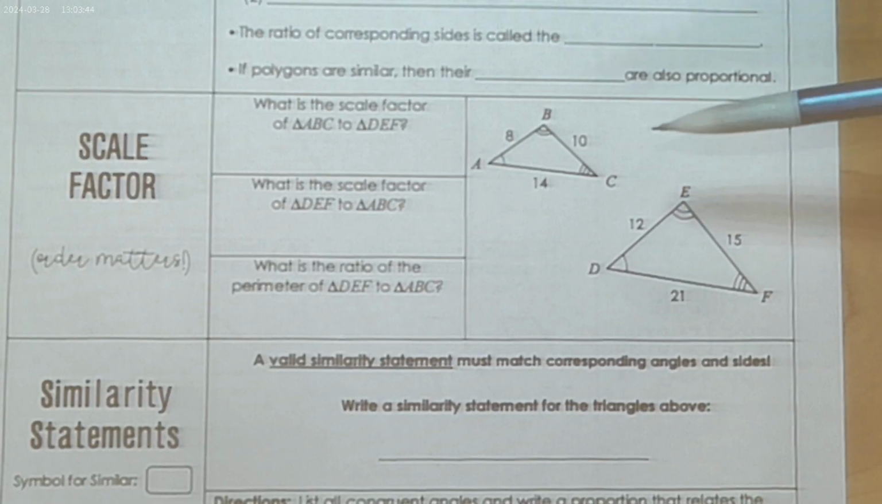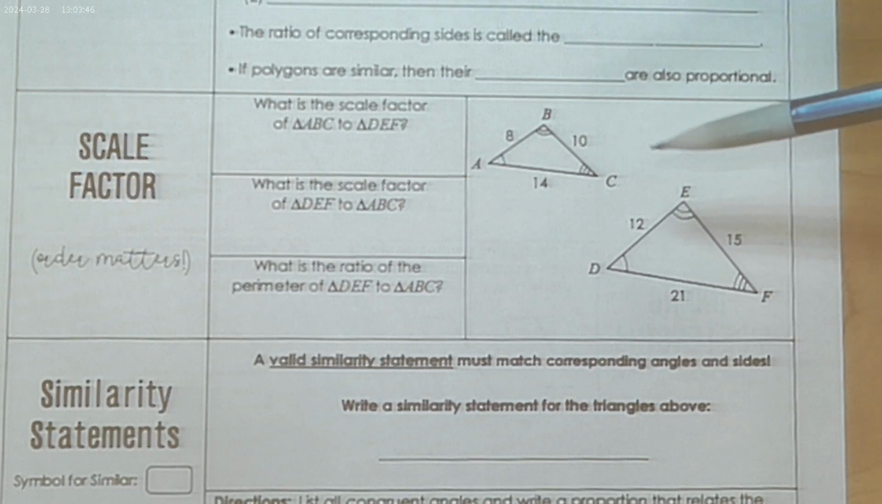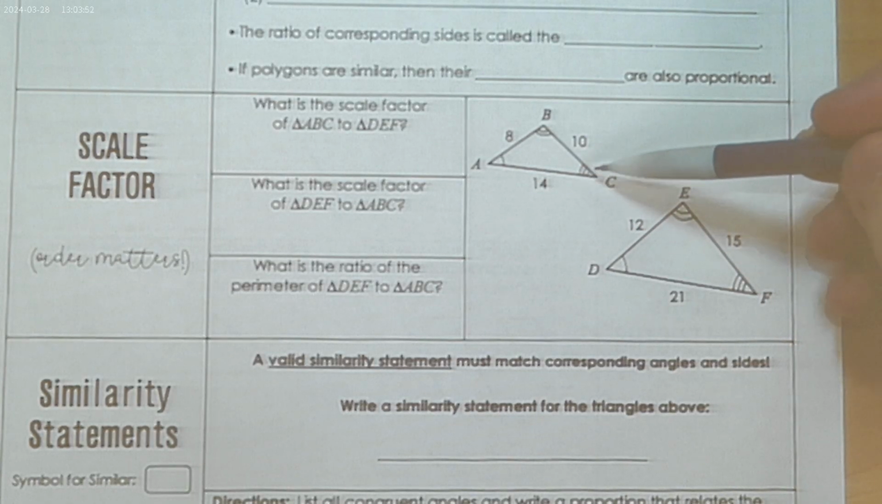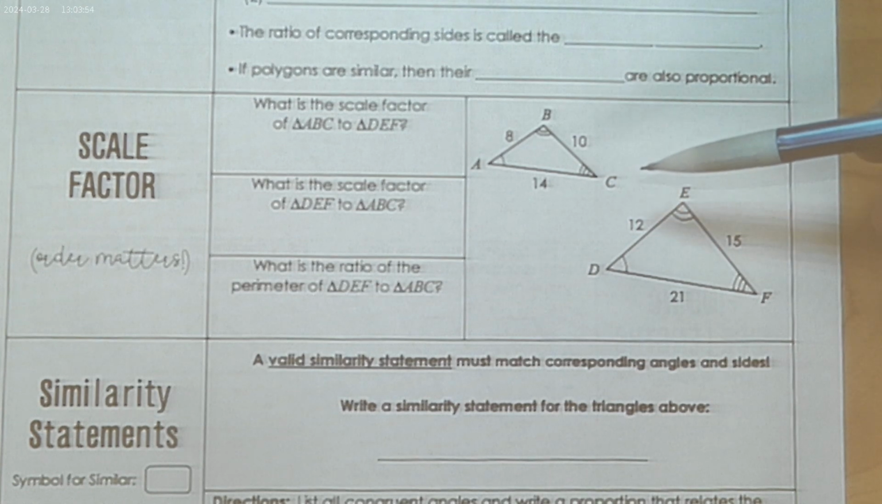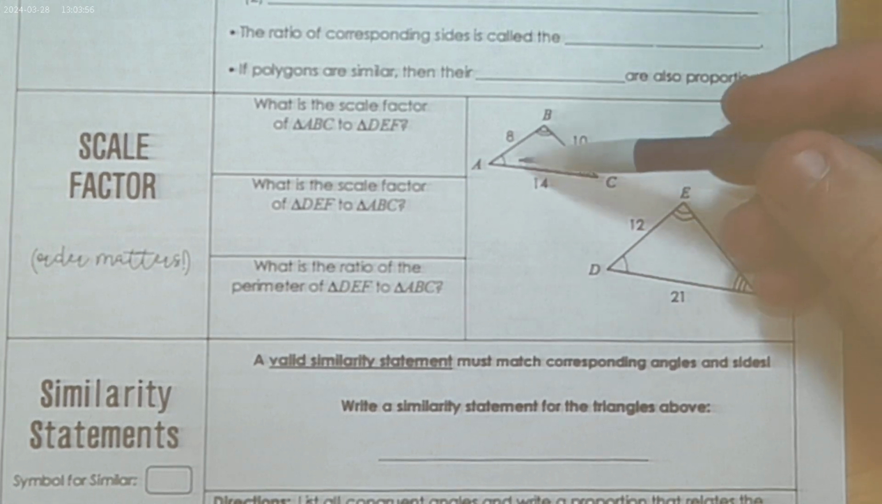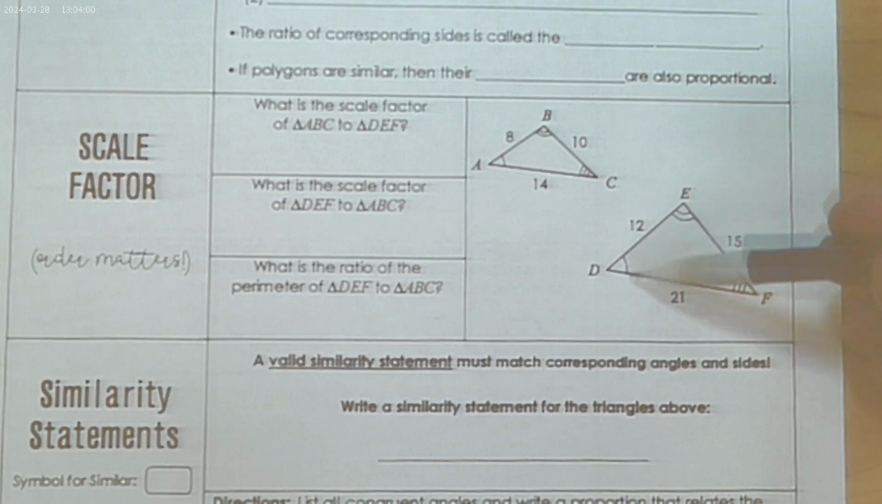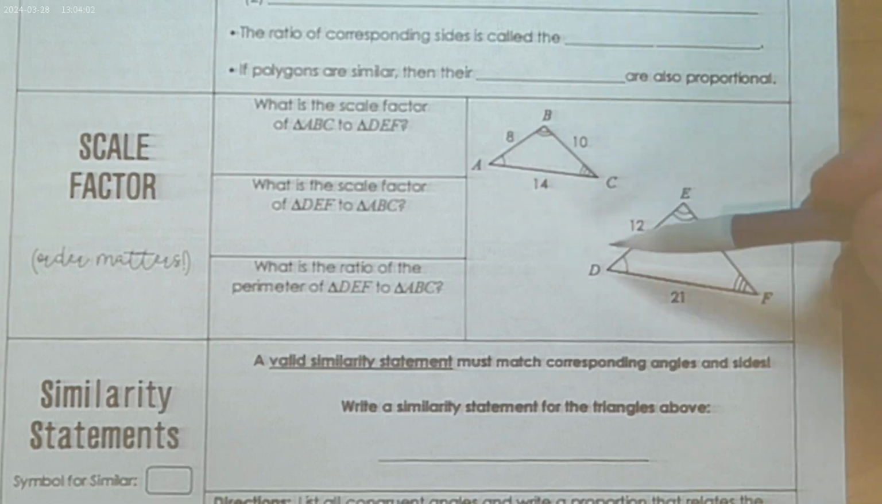So what is a scale factor of triangle ABC to triangle DEF? A couple things first, looking at these drawings. If you notice here, each of these angles has little lines on them. These are little measurement lines. It doesn't matter what the measurements are. If you see one line here and one line here, that means these two are the same angle measurement.